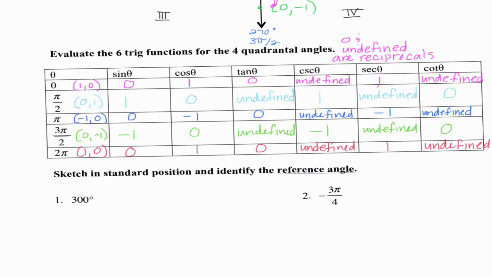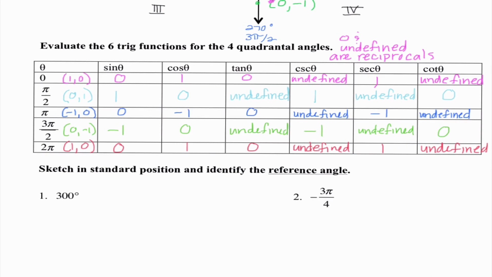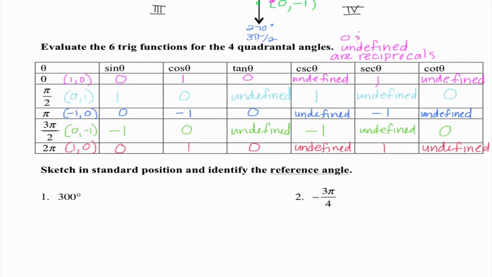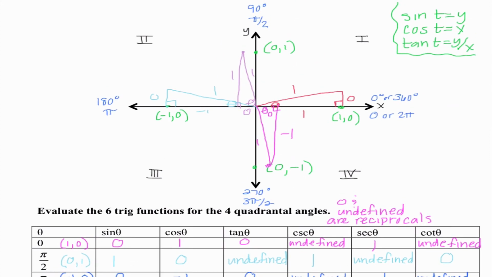So this is a huge deal right here. We definitely expect to see this on our quiz. Okay, once again, the way I got these is memorizing these ordered pairs, which we can see on this graph, and knowing sine, cosine, and tangent.